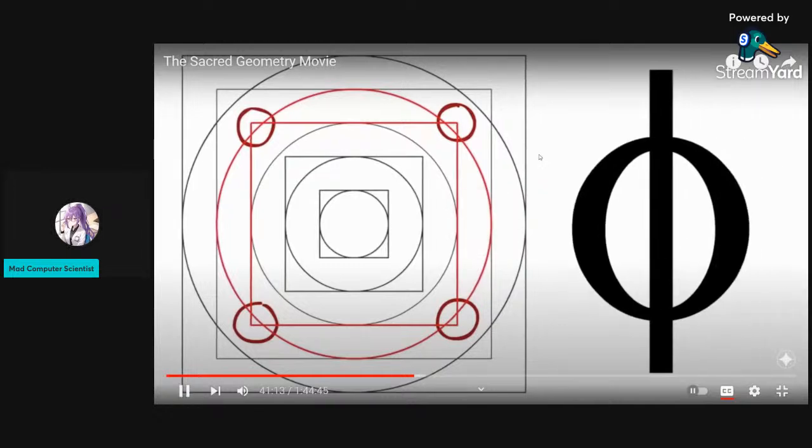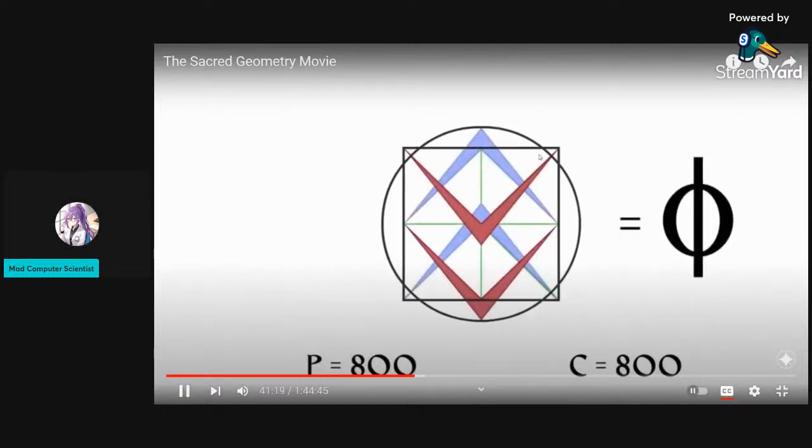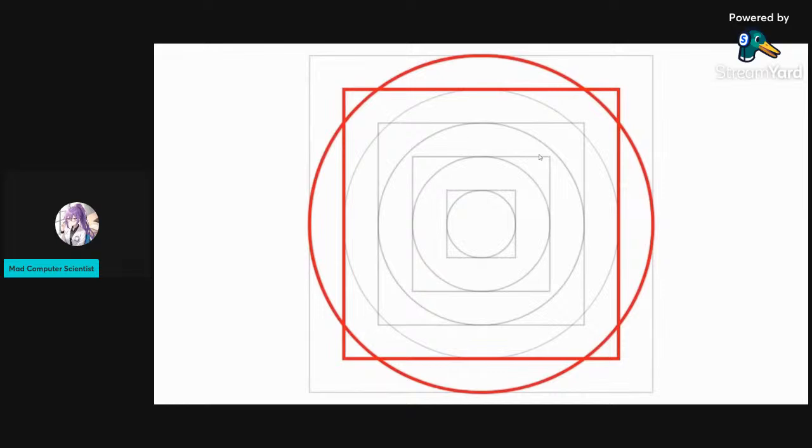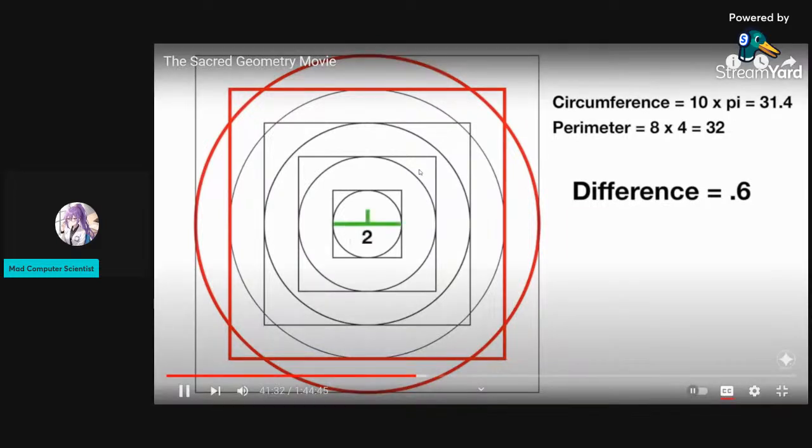To equate the phi ratio. See, when the circumference of a circle and the perimeter of the square are equal, this equates the phi ratio. So as you can see on this diagram, on the fourth square and the fifth circle, it begins to create the phi ratio. It's close, but not perfect. It's only a 0.6 difference. I'm measuring in radii, by the way. The inner circle has a radius of 1, so it's 2 radii across.